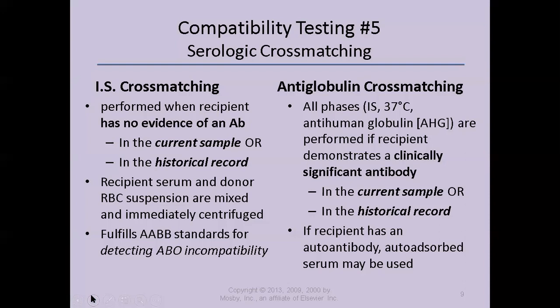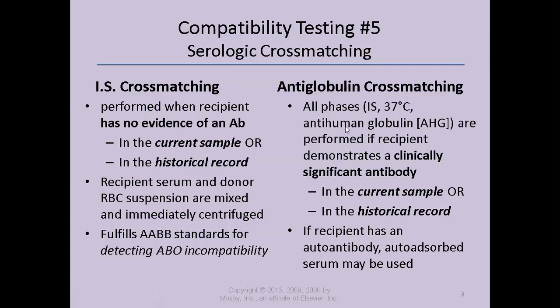Okay, so then it's okay to do immediate spin where we take recipient serum or plasma, 2 drops in a tube, mix with our donor red cell suspension, 3 to 5%, centrifuge immediately and read, and everything should look negative, no agglutination or hemolysis. This is fine, and it fulfills AABB standards for detecting ABO incompatibility, because if there was a mistake in ABO, remember, we do ABO testing immediate spin, it would be detected there.